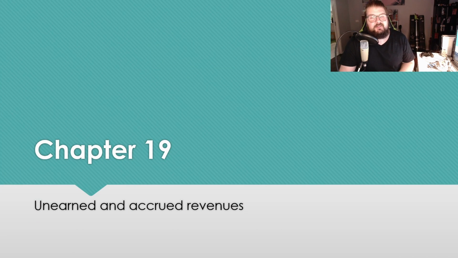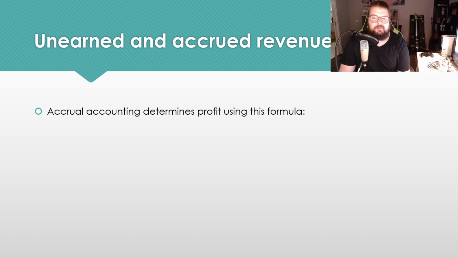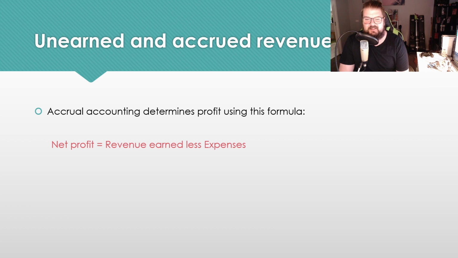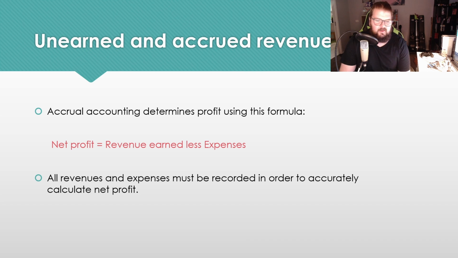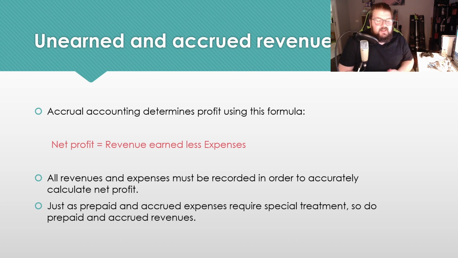At the basis of this, just like with our balance day adjustments relating to our expenses, we have to remember that accrual accounting focuses on the calculation of profit using net profit equals revenue less expenses, or revenue earned less expenses. That means that to accurately calculate this, we have to include all the revenue that we have earned in the period. Just the same way that we accrue expenses and we prepay some expenses, and we have to do some special treatments to these, same way we have to handle accrued and prepaid revenues.